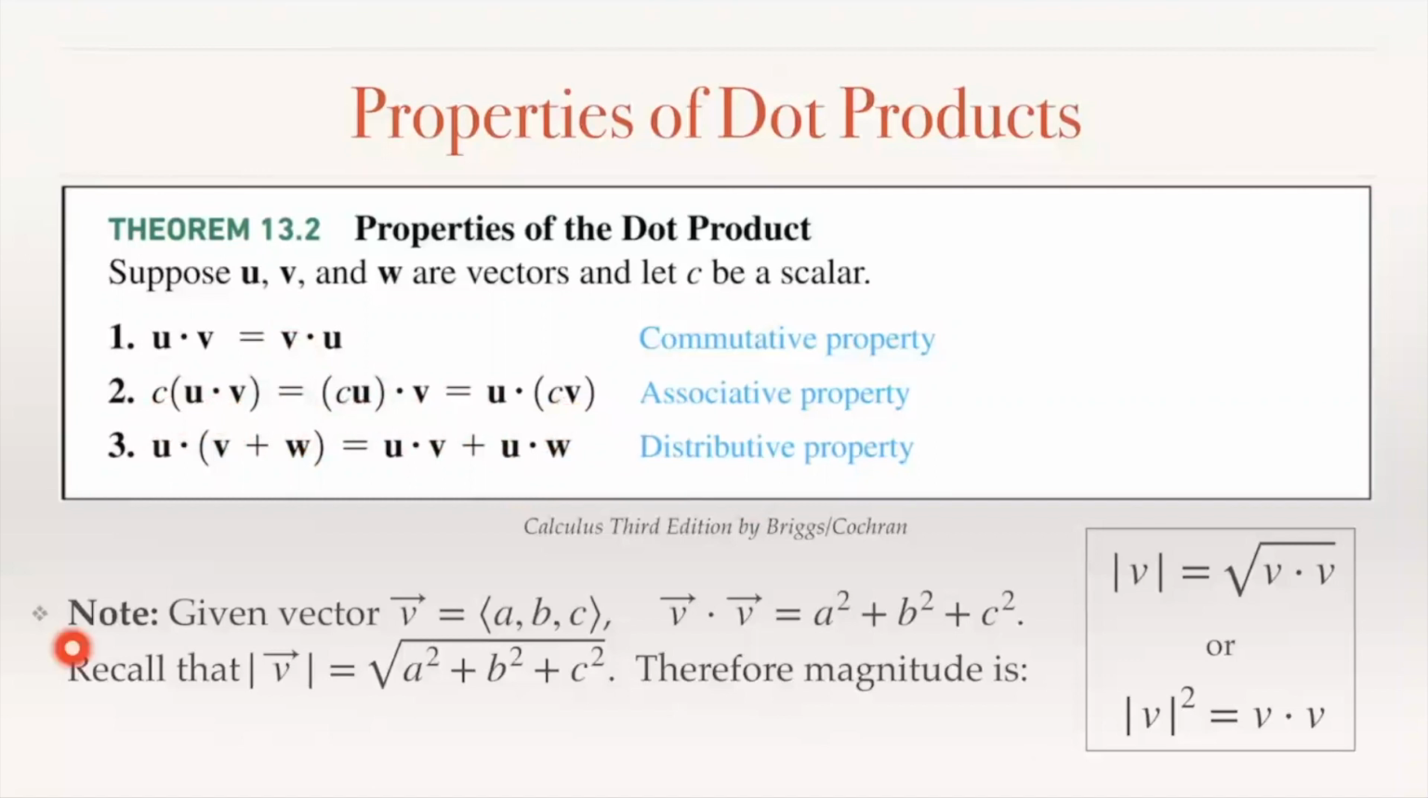And this note is actually what we figured out earlier, that v dot v, if v is (a, b, c), is a squared plus b squared plus c squared. And the magnitude of v, as we know, is the square root of a squared plus b squared plus c squared. So squaring that magnitude, we have that it is v dot v. And therefore the magnitude itself is the square root of v dot v. So we can define magnitude in terms of dot products if we want to. And we will sometimes want to.